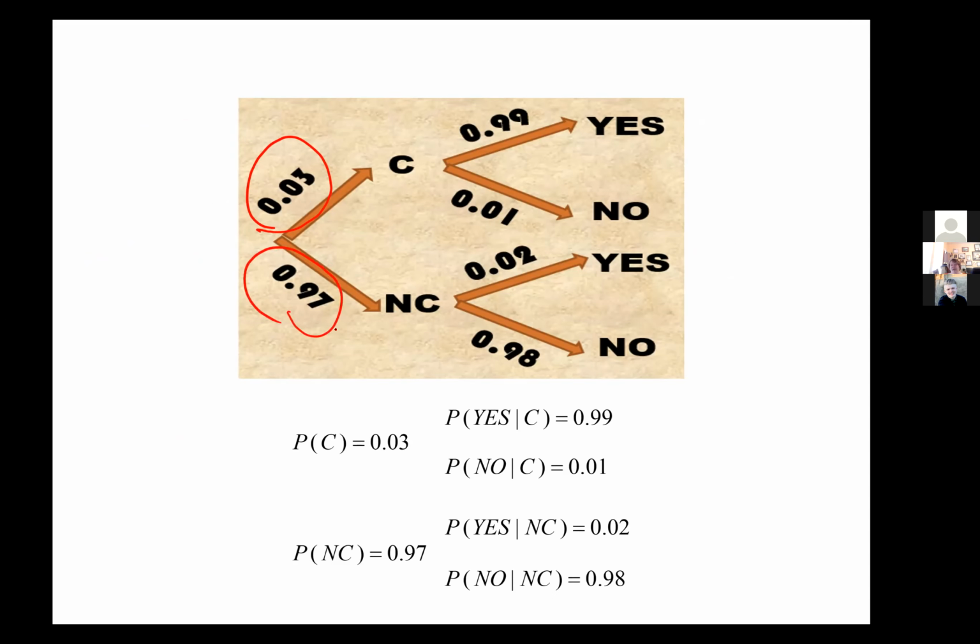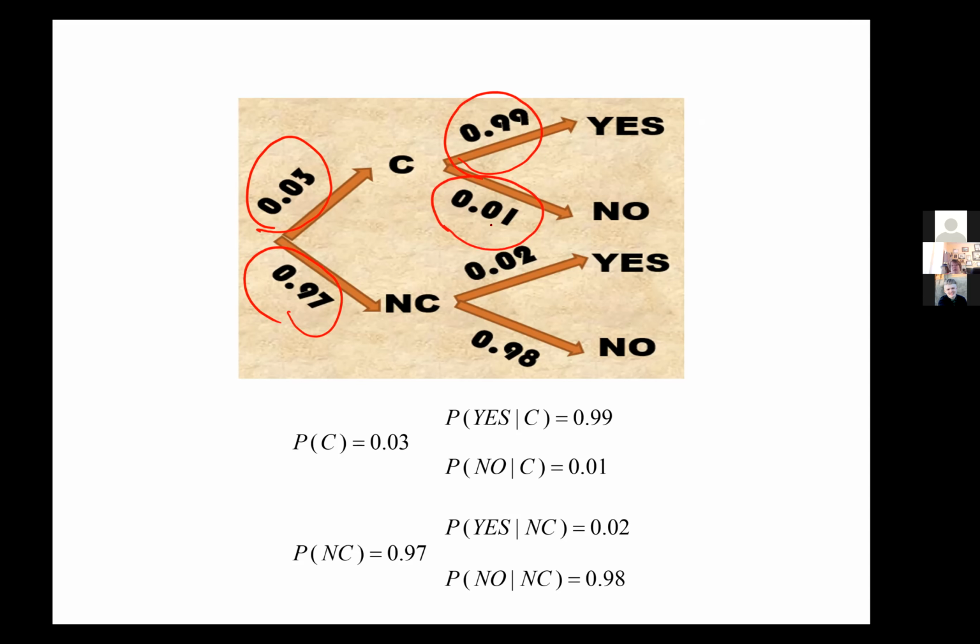Okay, now given I have cancer, the probability that I'm going to test yes is 99%. So the test is very accurate, is what it's telling me. So the probability of me testing yes, given that I have the cancer, is 99%. So the probability of me testing no, given I have the cancer, is 0.01. Okay, so there are my branches.